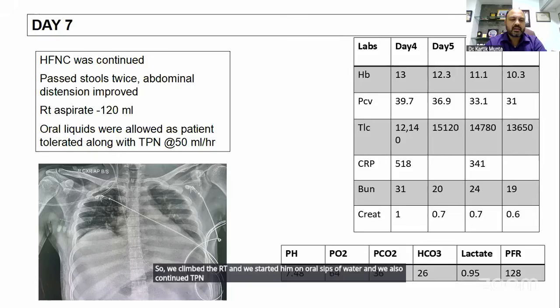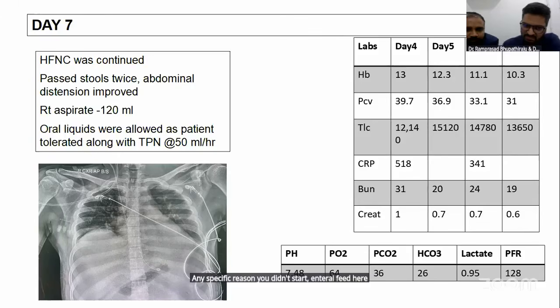Any specific reason you didn't start enteral feed here in this patient? This is the day where the abdominal distension has just come down, and that is the reason we just wanted to give some sips of water and see if it tolerates.